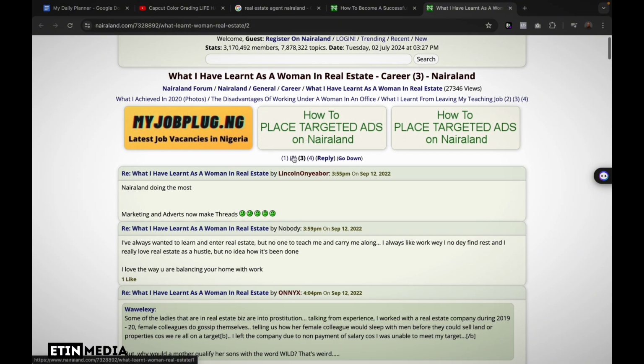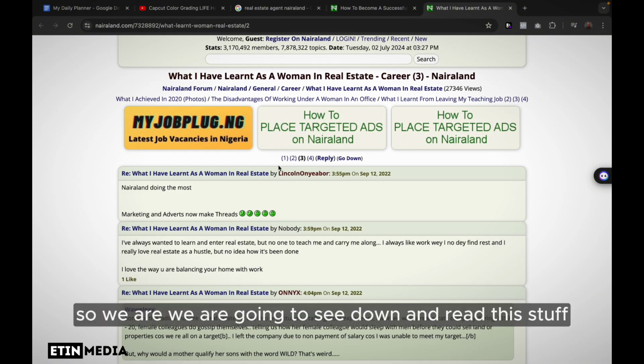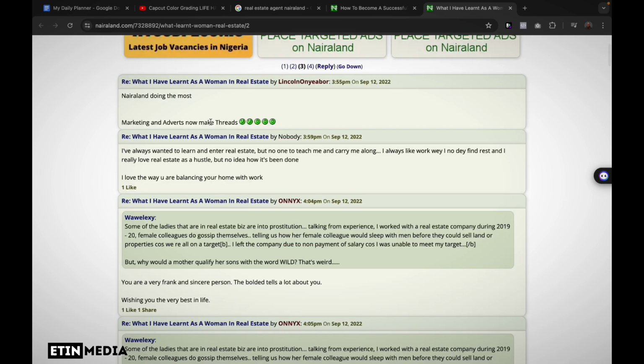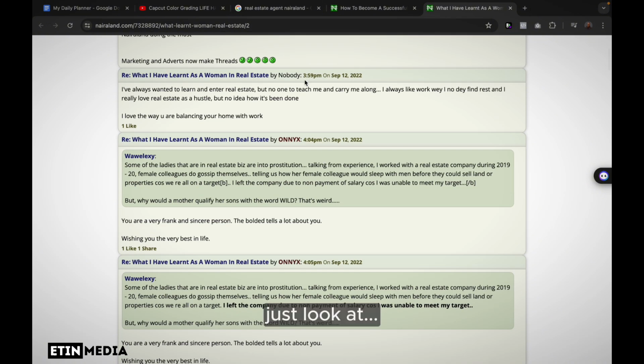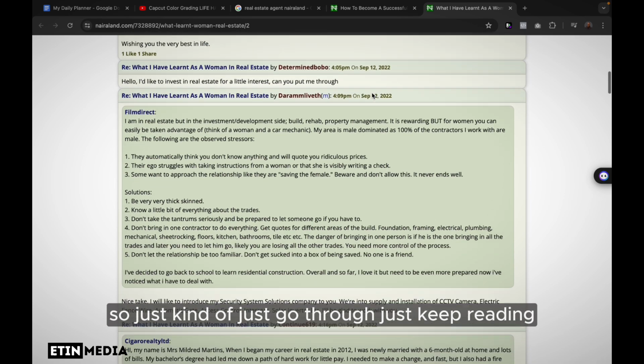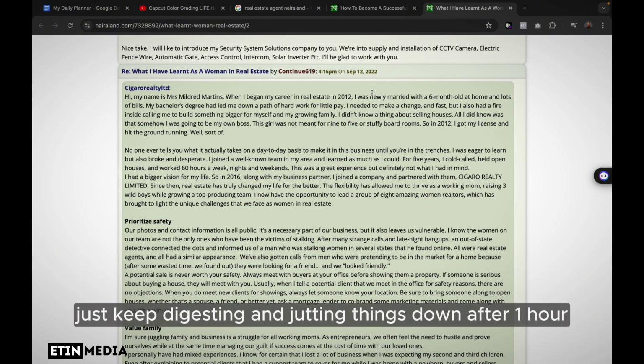Look at this. The more pages they have, the more conversation is going on there. So we are going to sit down and read this stuff. Dynamic trades. I've always been about real estate advantage. Just look at what people are saying. This one is about people not teaching her or carrying her along in the real estate business. So just keep reading, just keep digesting and jotting things down.